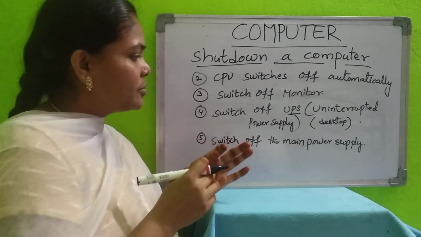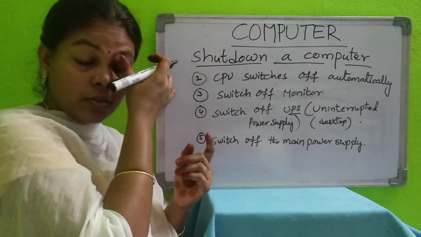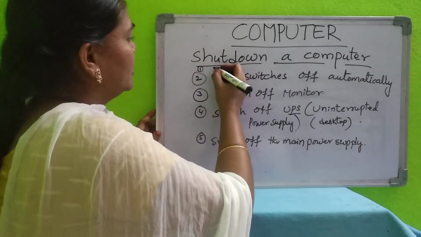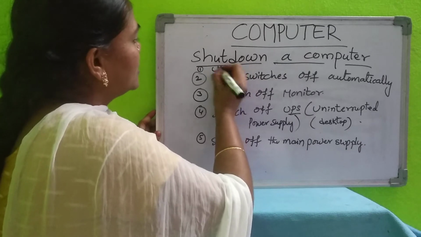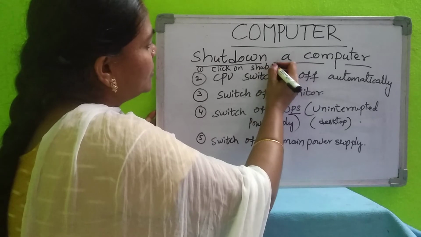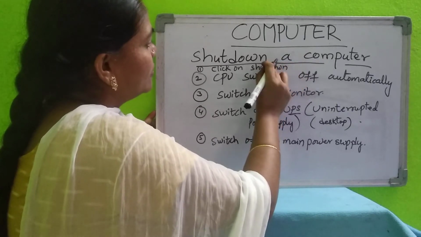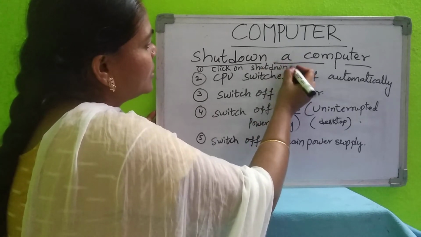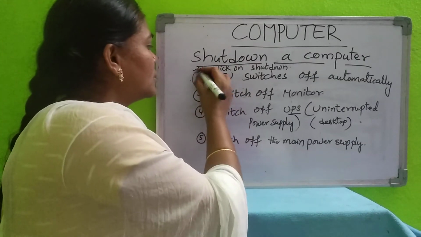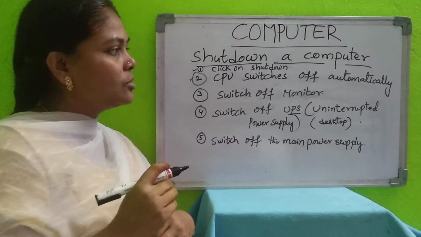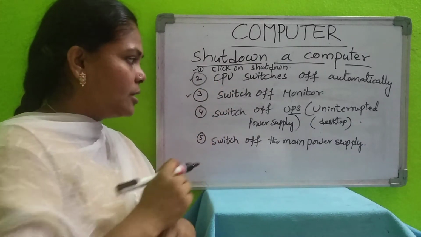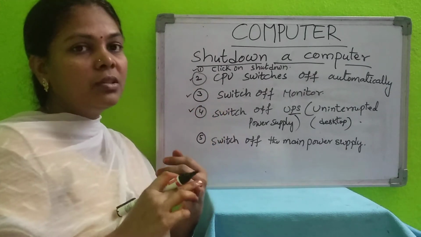Okay, what are the steps we have to follow? First one, you have to click on the start menu. Click on the shutdown button. After clicking on the shutdown button, you will get the shutting down message. The system shuts down. That means it switches off. After the system switches off, the CPU also switches off automatically. Now after that you have to switch off the monitor. Next we have to switch off the UPS.